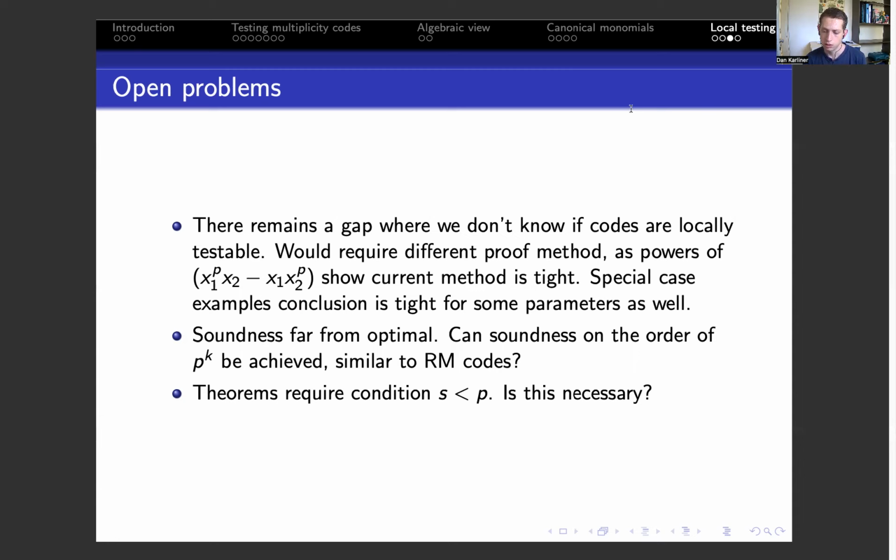Additionally, we can hope to improve the soundness of this test. The soundness we show is pretty poor. It's p to the minus order s, where the morally correct soundness should be p to the k, similar to the Reed-Muller code soundness analysis. So that's something that can still be improved. Additionally, all our results rely on this technical assumption of s being smaller than p, and it's really interesting, I think, to find out whether this condition is necessary.